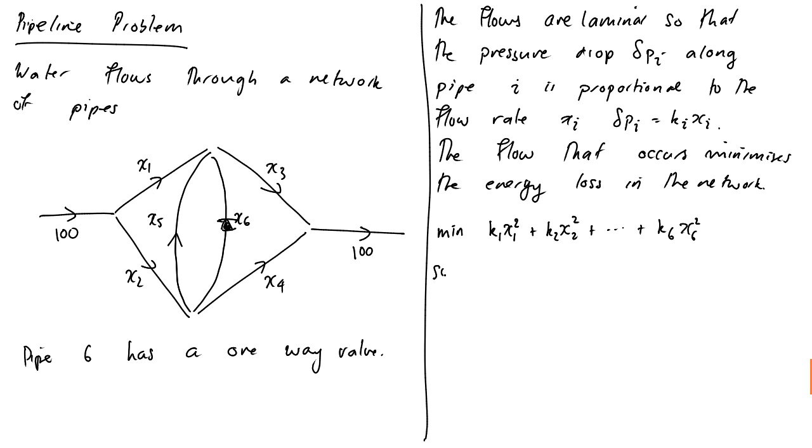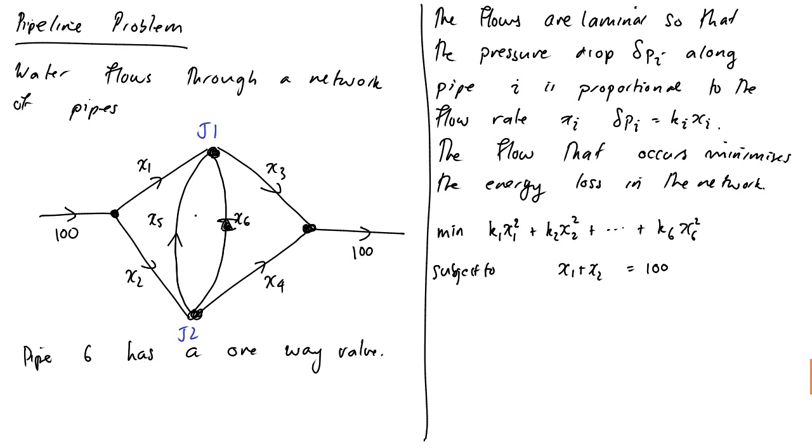Okay, and our constraints are basically that at these junctions here, the inflows and the outflows match. Okay, so we've just got conservation equations. So at the inflow junction, we've got 100 coming in. So x1 plus x2 must equal 100. No flows going anywhere else. We'll call this junction 1, and this one junction 2.